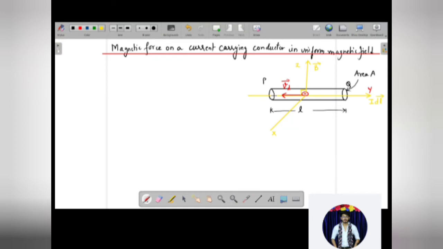Take your right hand, curl your fingers from the first vector to the second vector, that is from Vd to B. You will notice that your electron is going to experience a force in the x direction. So how much will be this force? This magnetic Lorentz force acting on a charge, we know that it is given by qvB sine theta, right? So let us write that force. So force will be equal to qvB sine theta, where theta is the angle between V and B.